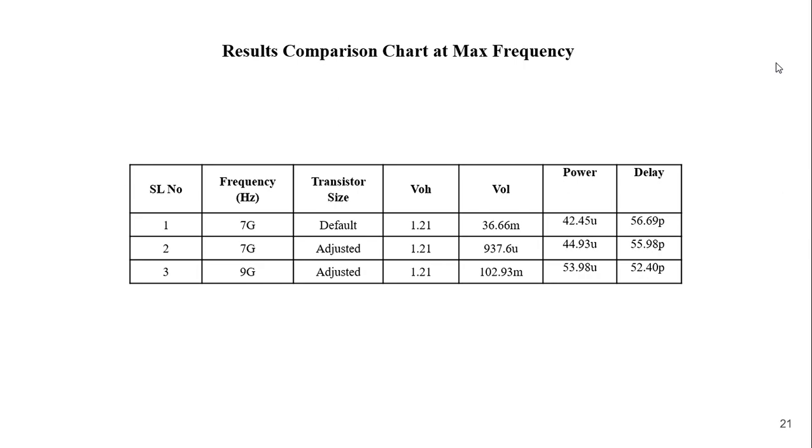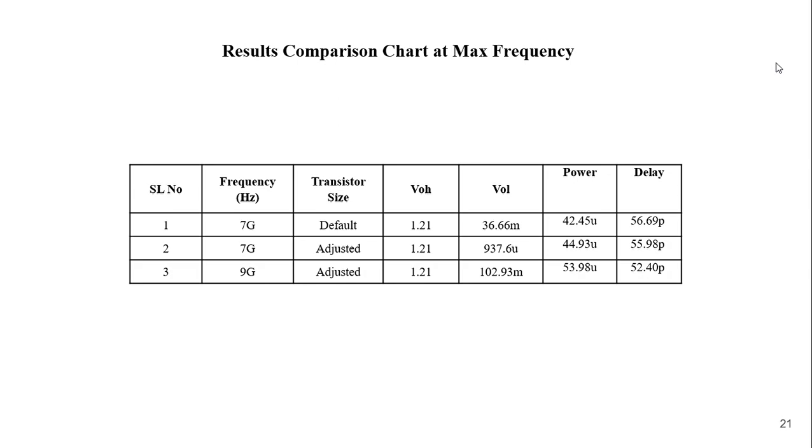After the transistor sizes are adjusted, the V output low has reached as low as 900 microvolts. But we can see that even at 9 gigahertz, that is above 7 gigahertz, the transistor size that was adjusted has a V output low of 100 millivolts.